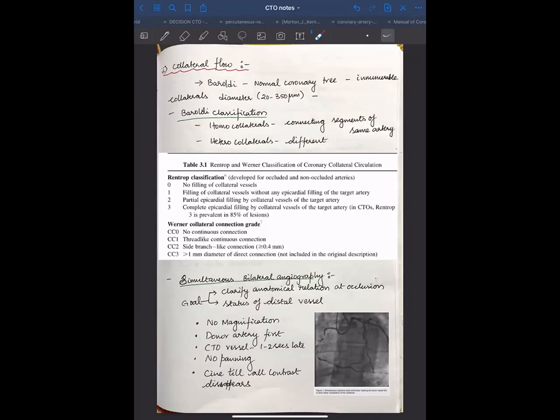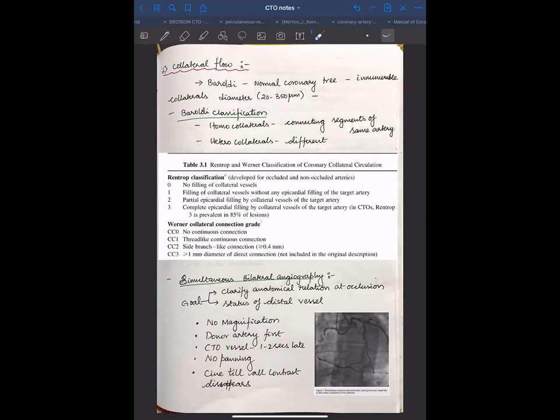So we all are familiar with this Rentrop classification. The point to be noted here is that Rentrop classification is for both occluded and non-occluded vessels, which is why we use it in our day-to-day practice, where we also deal with non-CTO cases. And 0, 1, 2, 3, I'm not going into details of that, but what needs to be paid attention to is the Werner collateral classification. Werner has mainly looked at it in the form of trying to intervene with the use of collaterals, and it is a CTO-only collateral classification, where he initially classified them into CC 0, 1, 2. 3 was added later on. It was not there in his original description.